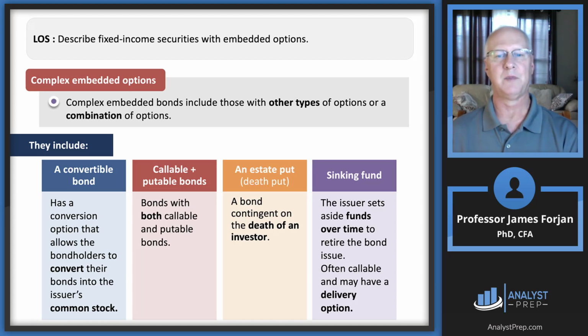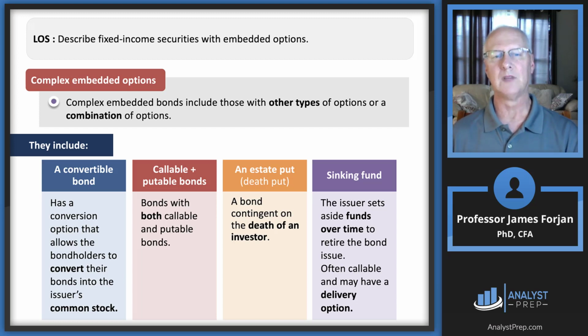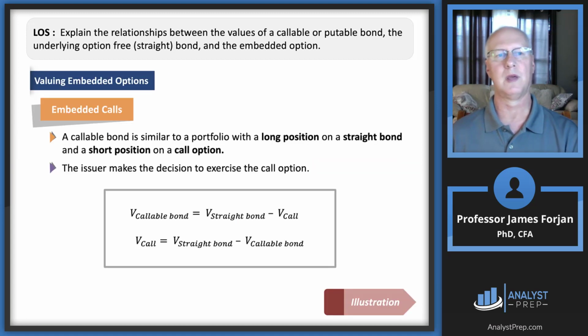How about an estate put? This is a bond that's contingent upon the death of the investor. So if you can provide a death certificate, then you can put the bonds back to the issuer. And then lots of bonds have sinking funds, primarily because the sinking fund reduces the likelihood of default on the bond. And so there are all sorts of delivery options in those. So I think knowing just about those four types of extra complexified bonds with embedded options handles that part of the described fixed income securities with embedded options.